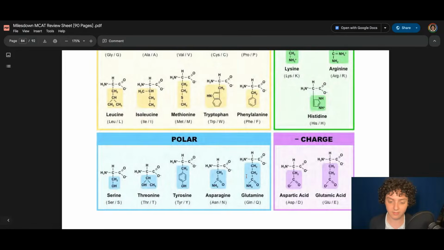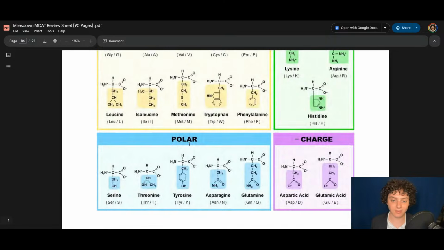Glutamine has that same amide group at the end of its side chain, except between that amide group and the alpha carbon, unlike with asparagine where there's only one CH2, there's two CH2s. So glutamine has two CH2s, asparagine has one CH2 in its R group.